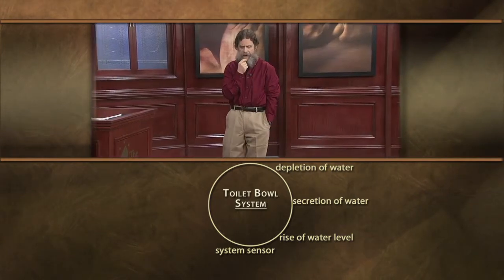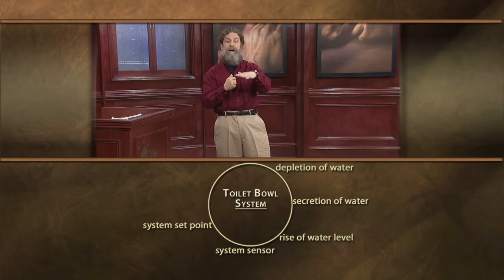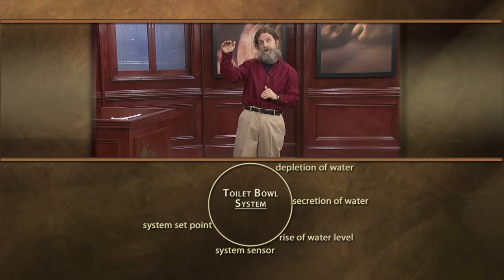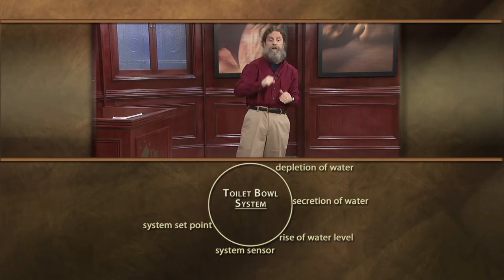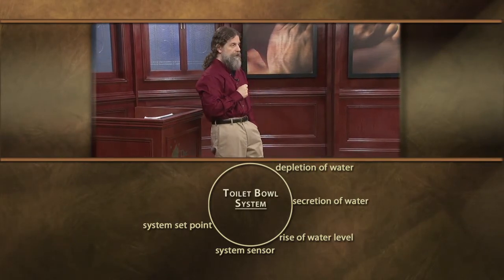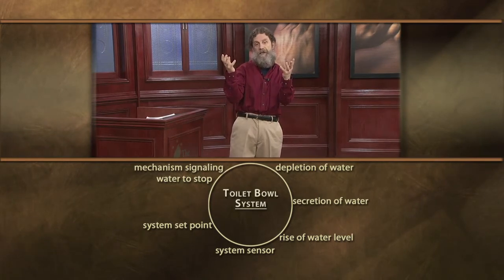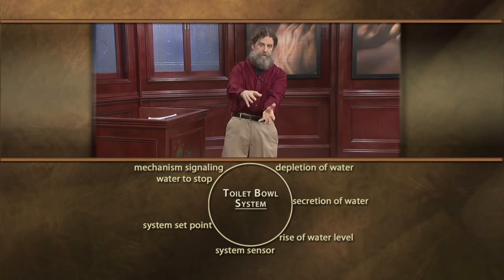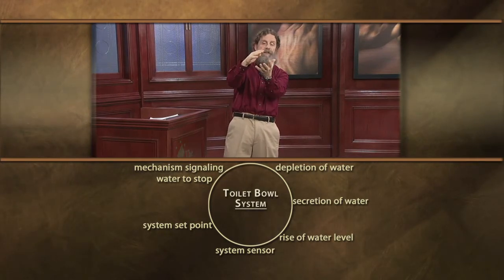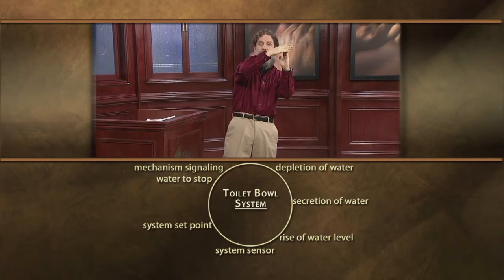The next thing you have as a critical feature is a set point in the system, which is an optimal level of water, a notion as to how high water levels should go before you turn off the source of the water, before you turn off the secretion of the water. And the final thing you have is a mechanism that turns the information about water height from that sensor, the floating thingy, into a signal to stop the source of water.